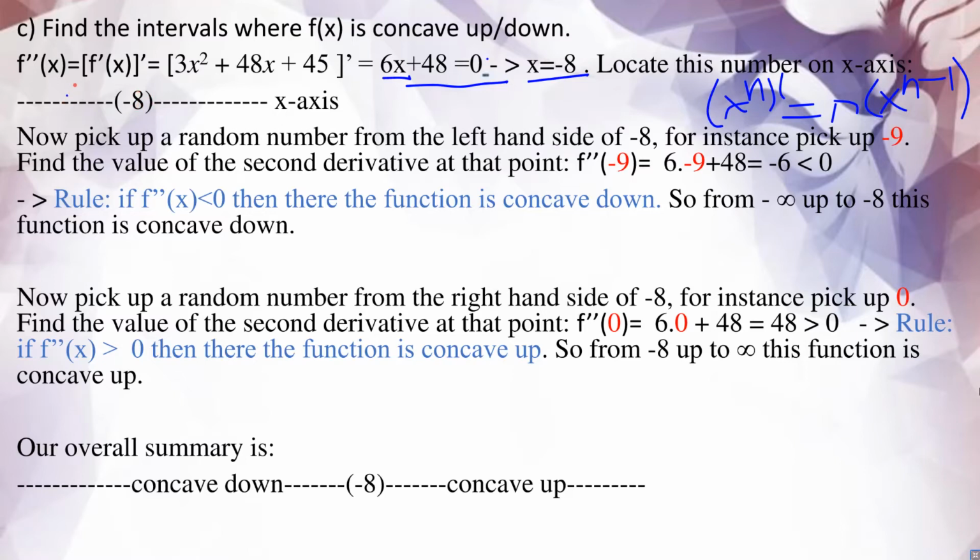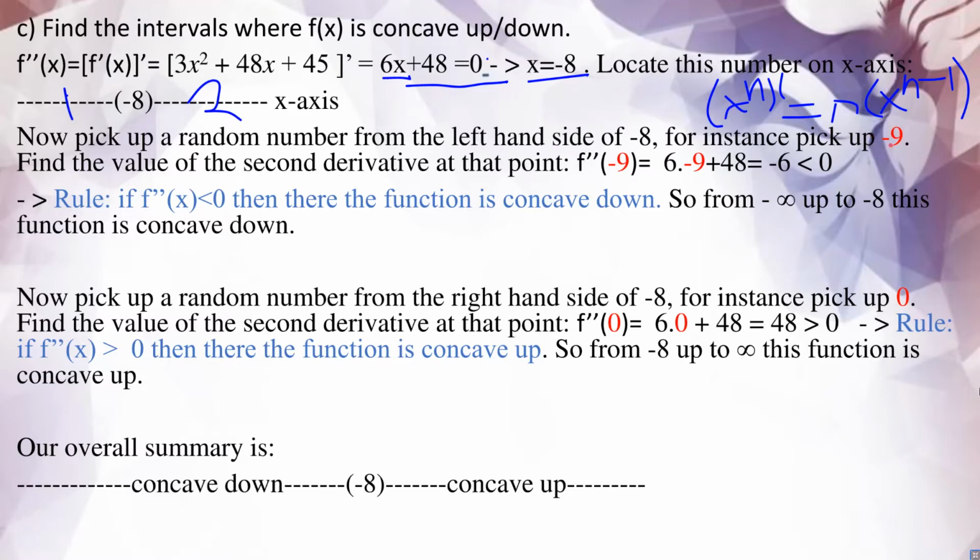The first part here and the second part here. Again, I will do exactly the same things that I have done at the A part of this question. I will pick up a random number from the left-hand side of minus 8, and let's immediately do that. Now pick up a random number from the left-hand side of minus 8, for instance, pick up minus 9. As I told you, if you want, you can pick up minus 1,500, that's up to you. But I pick up minus 9 because it's a modest, reasonable number, which makes my calculations easier.